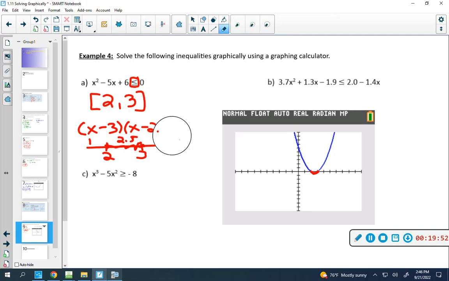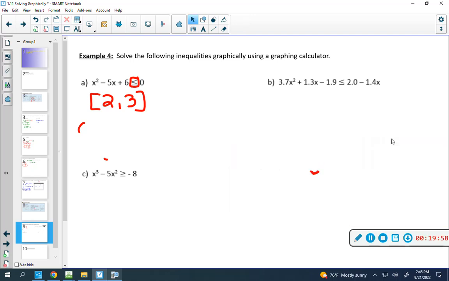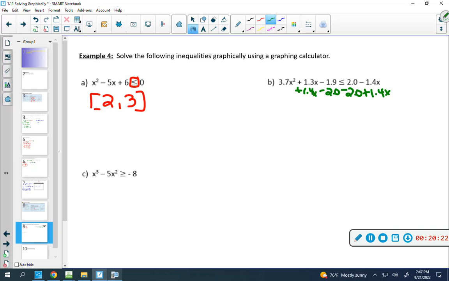That's what we're doing. All right, now this guy, let me move this graph out of the way here. Let's delete him. This one, before you start typing it in your calculator, we first need to set it to 0. Always set it to 0. That one's not going to be so bad. I'm going to move the 2 over. Notice I'm keeping my like terms lined up, and I'm going to add 1.4x over. I'm going to rewrite that guy, 3.7x squared plus, I'm going to add those together, 2.7x. I'm going to total that.